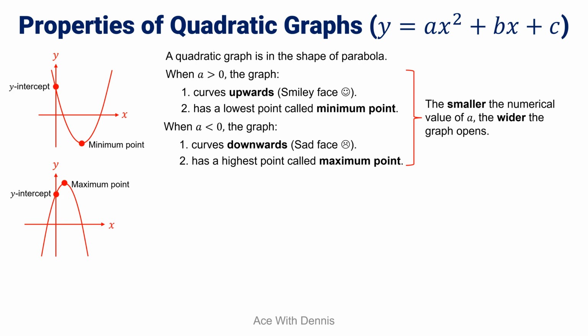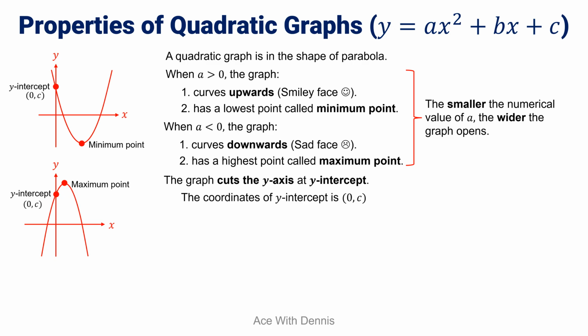These points are called the y-intercepts. The graph cuts the y-axis at the y-intercept. The coordinates of the y-intercept are (0, c), which means the x-coordinate of the y-intercept is 0. To find the value of c, let x equal 0, then solve the equation.